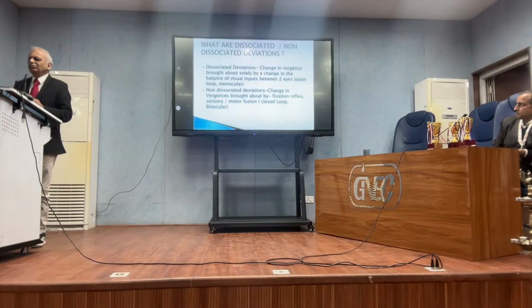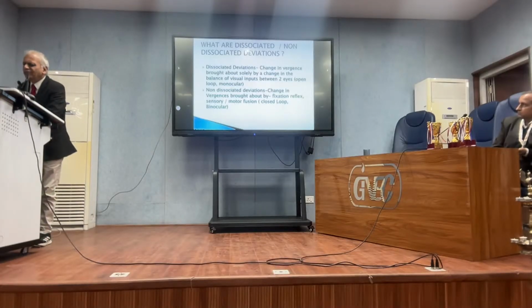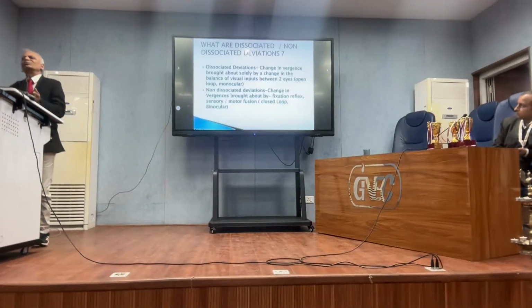That is, it's an open loop. It's monocular, which means there is no feedback. When we talk about non-dissociated deviations, it is a change in vergence brought about by fixation reflex, sensory and motor fusion. So this is a closed loop mechanism. This is binocular. So we have to understand that we began with a monocular visual system.